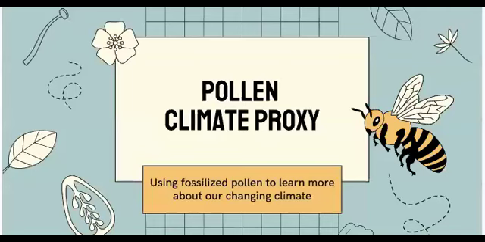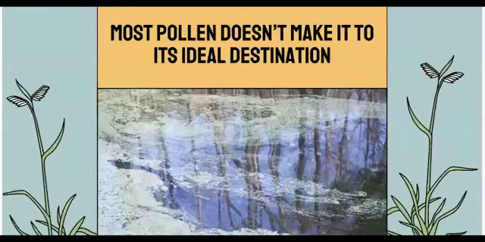Pollen, though, is another climate proxy that I mentioned. So you can use fossilized pollen to learn more about our changing climate. Pollen doesn't always make it to the ideal destination, and it is blown in the wind or moved by animals. And pollen is used as a climate proxy because plants are very sensitive to climate, and those pollen grains preserve extremely well in sediments. So if we identify and count fossil pollen, scientists can reconstruct past vegetation, and from that, past climate conditions.